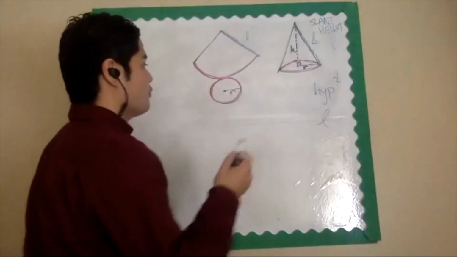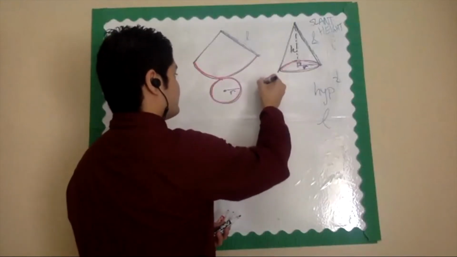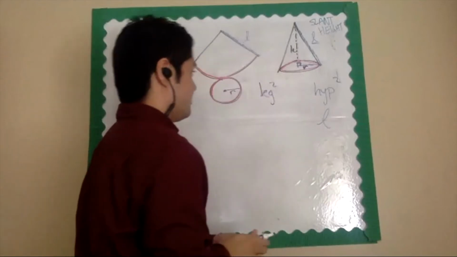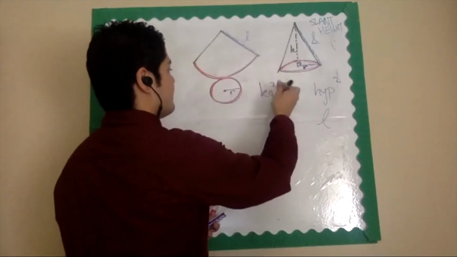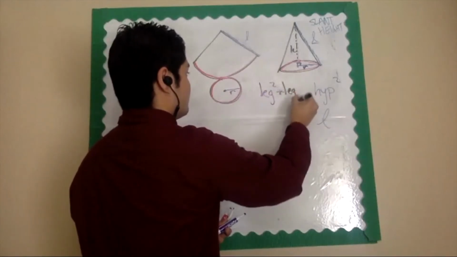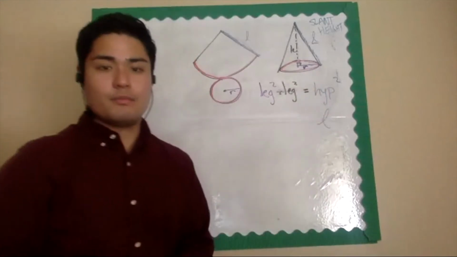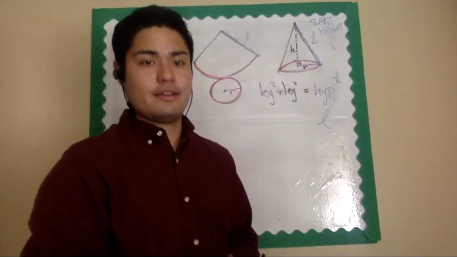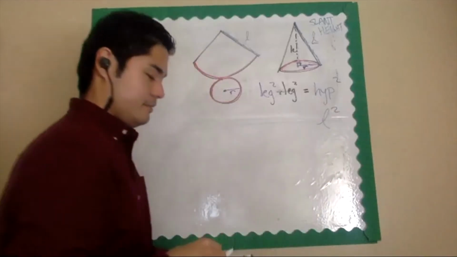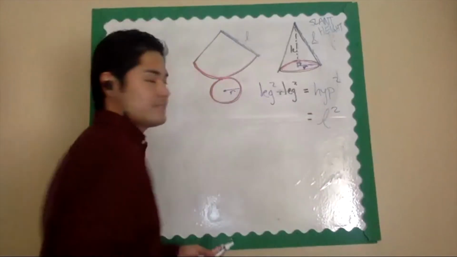So the Pythagorean theorem is that we take one of the legs, and we square that, plus the other leg squared, equals the hypotenuse squared. Both legs squared added together equals the hypotenuse squared. The hypotenuse is L, okay? The longest side is the slant height L.